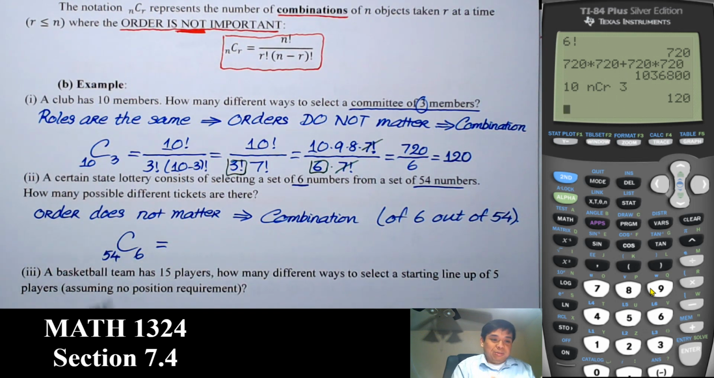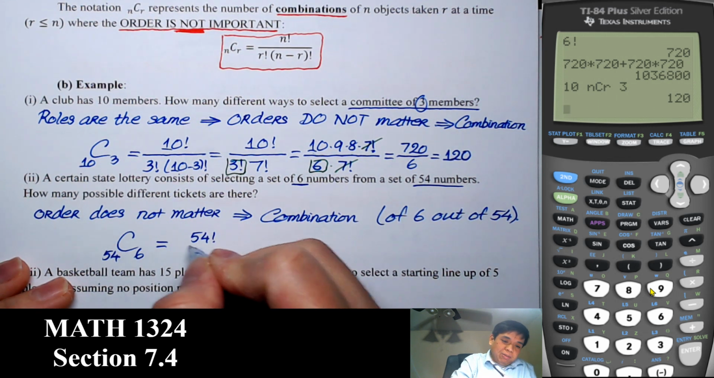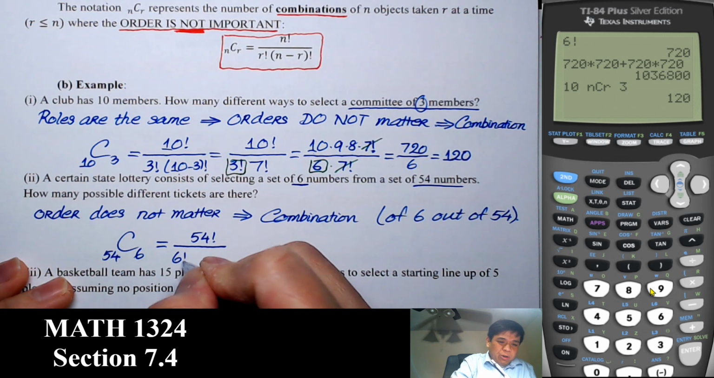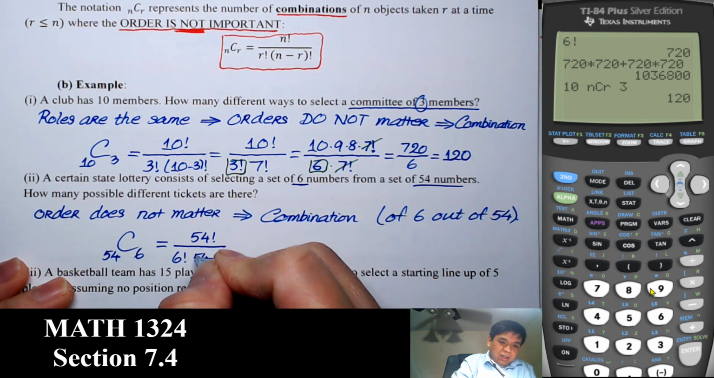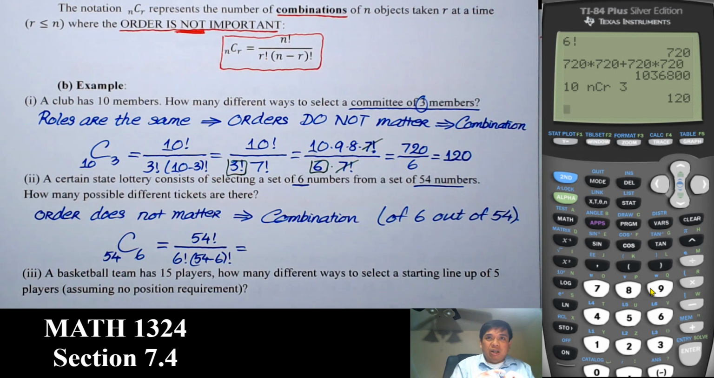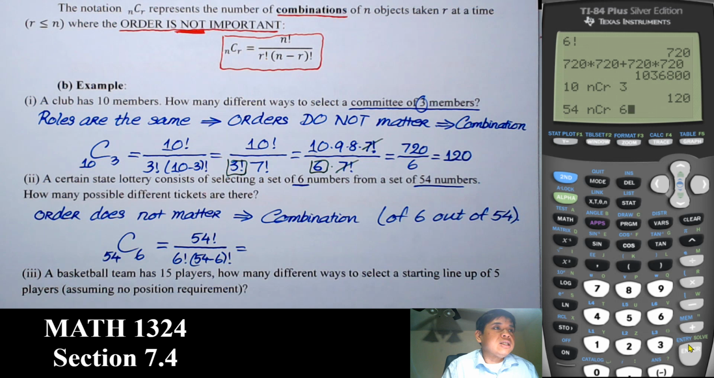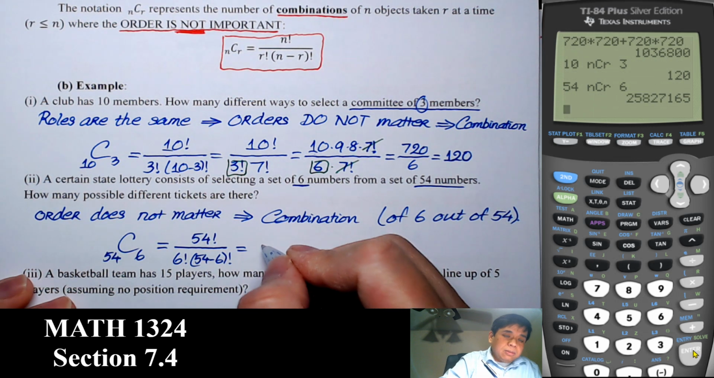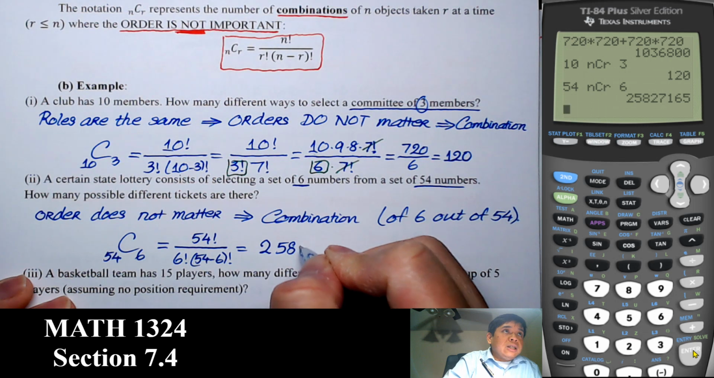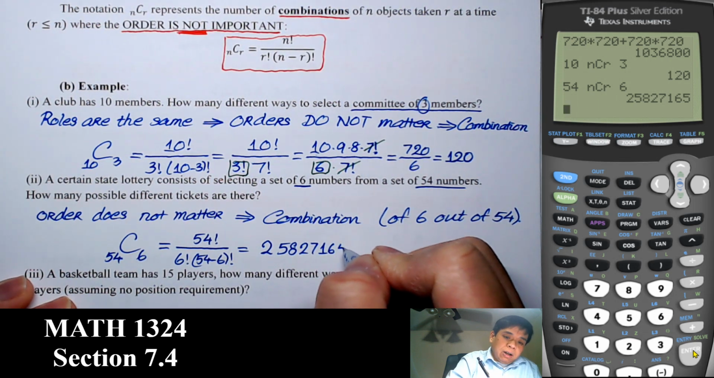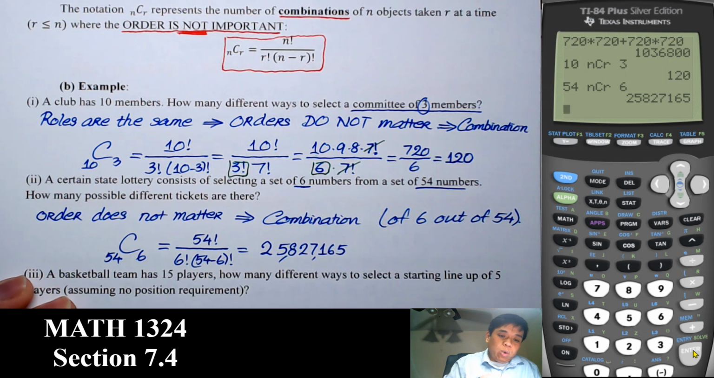I think we need a calculator here, because even though we could do it by hand, it's still complicated: 6 factorial, 54 minus 6 factorial, and that involves very big numbers, so a calculator should help. So we have 54, math, combination of 6. So we have 25,827,165. That's how many different combinations.